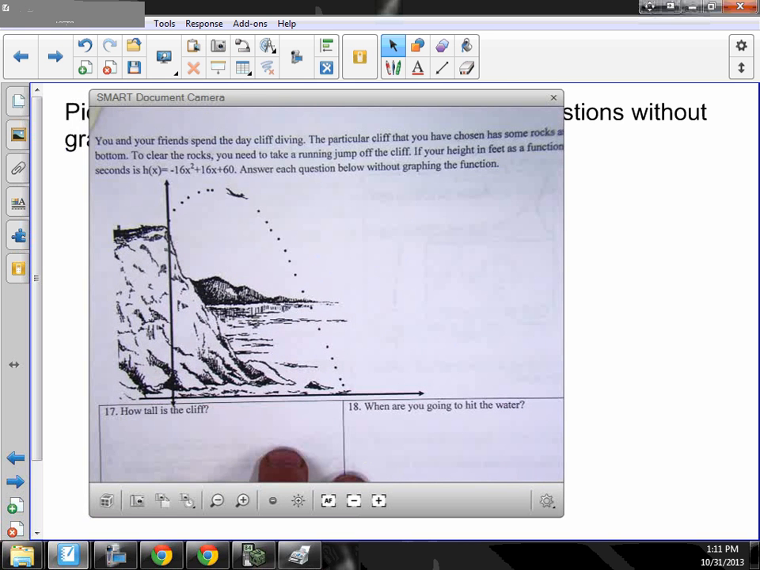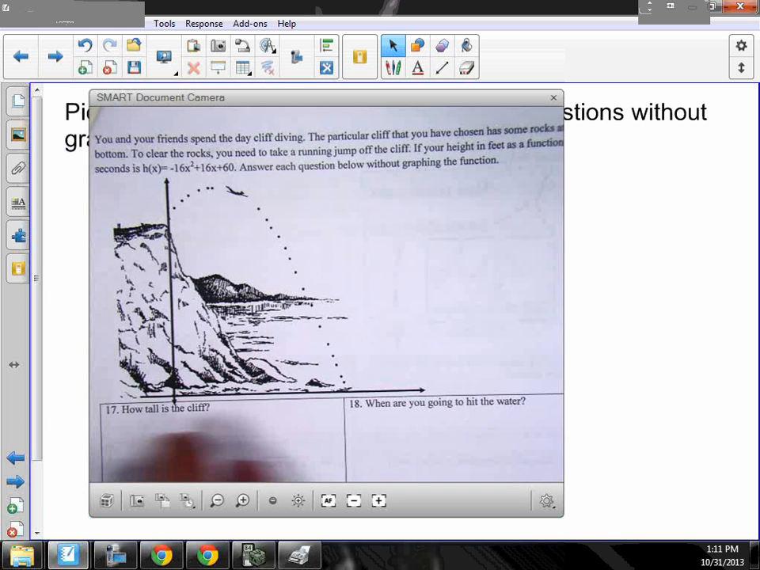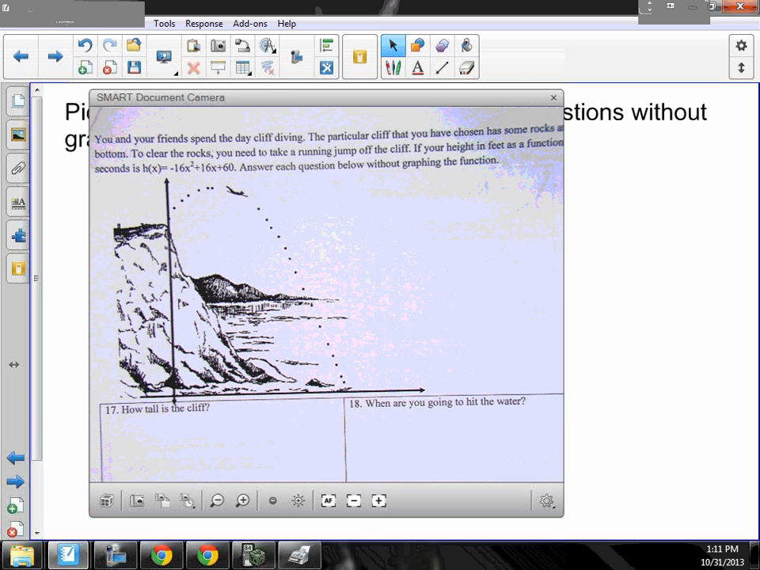You and a friend spend the day cliff diving. I love cliff diving. The particular cliff you have chosen has some rocks at the bottom. To clear the rocks, you need to take a running jump off the cliff. If your height in feet as a function of seconds is given by that equation, answer each question below without graphing the function. Now, let me point something out.